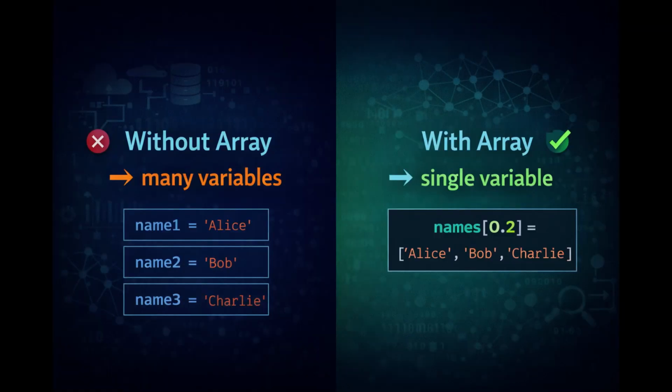So let's understand why arrays are important with a simple example. Imagine you want to store some names. Without arrays, you would need to create separate variables like name1, name2, name3 and so on until nameN. Then this becomes difficult to manage as the number of values increases. But with arrays, you can store all these values in a single variable like names. So this code is more organized, easy to manage, and also efficient.